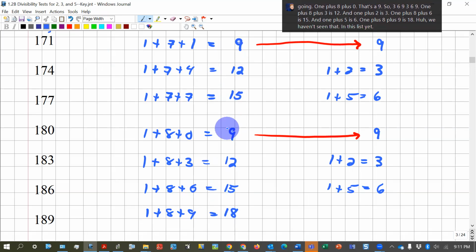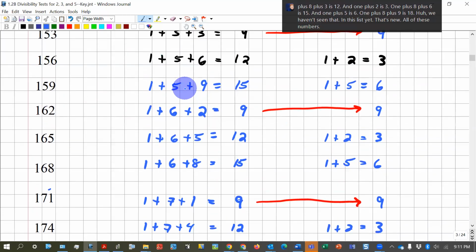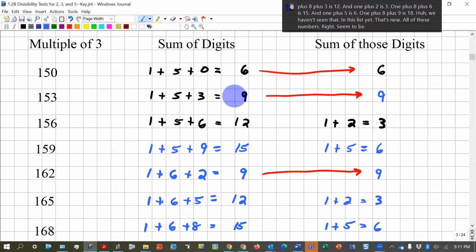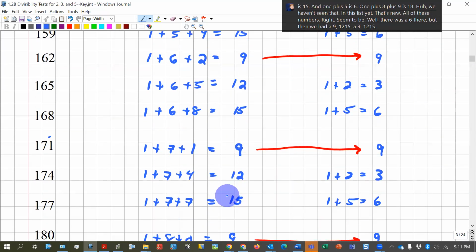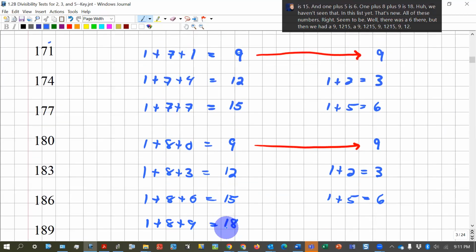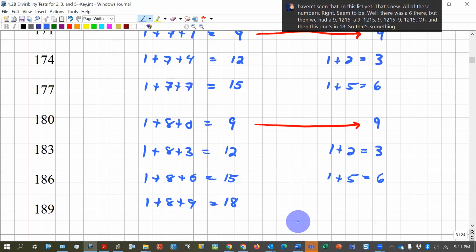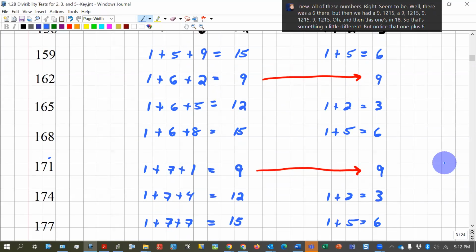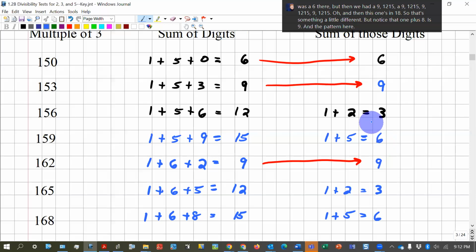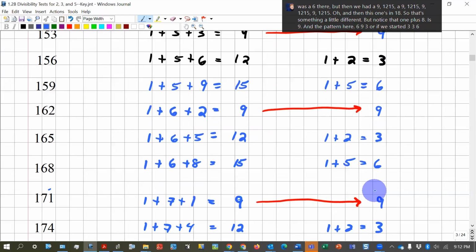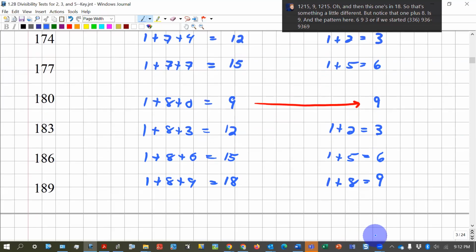That's new. All of these numbers seem to be, well, there was a 6 there, but then we had a 9, 12, 15, a 9, 12, 15, and so on. Oh, and then this one's an 18. So that's something a little different. But notice that 1 plus 8 is 9. And the pattern here, if we start at 3, is 3, 6, 9, 3, 6, 9, repeating.